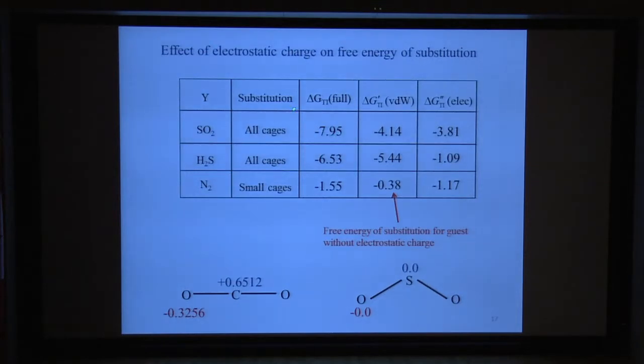And if we do that, we can see that if we substitute the full SO2 with the full potential, this is the value we have. But if we substitute the guests with no electrostatic charges, these are the contributions that we get. So we see that in SO2, the free energy arises from almost equal contributions from the electrostatic and the van der Waals interactions, whereas for H2S, the substitution is predominantly van der Waals in nature, with a smaller electrostatic contribution. And for nitrogen, the contribution is mostly electrostatic and small from the van der Waals results. So we can break up the energies of the substitution and see what factor it is, either electrostatics or van der Waals, that affect the free energy. So if we want to design some other guest, we can, based on these, maybe choose a guest that would preferentially be substituted or not be substituted.